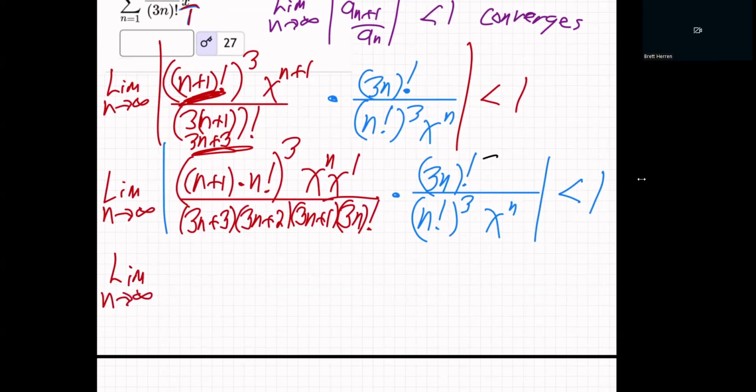Okay, so let's cancel. So we got 3n factorial, 3n factorial. And I'm going to do this third power. I'm going to put it on each one. It's on this guy separately and this guy separately, right? It's third power on the whole thing. Right, it was third power at (n plus 1) factorial. That's n plus 1 times n factorial. Third power on both, right? Third power on everything in there.